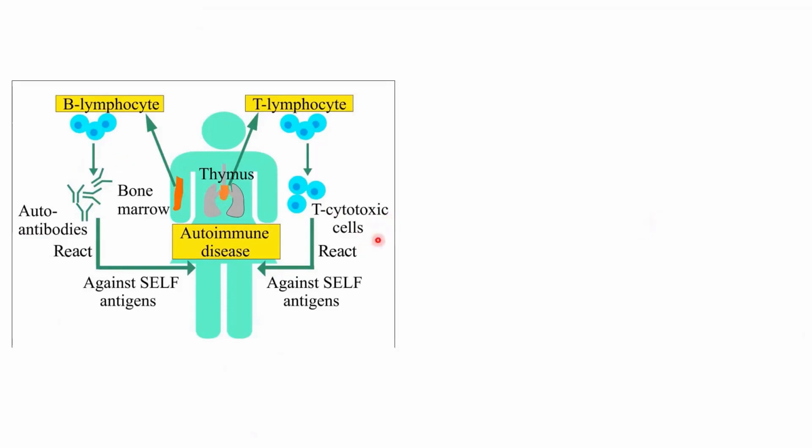The cytotoxic T cells and the antibodies produced by the B cells start reacting against antigens in the body which are not harmful for us, and then start killing their own body cells, for example. This is called autoimmune disorder. This leads to autoimmune diseases, which means that the body is acting against its own antigens, self antigens.